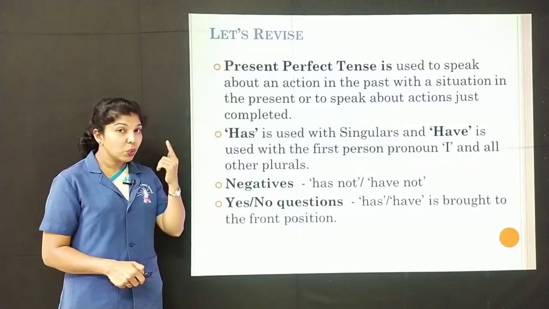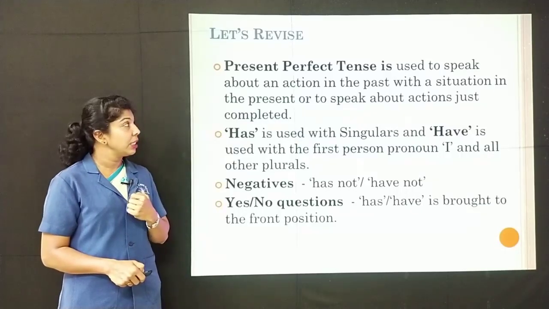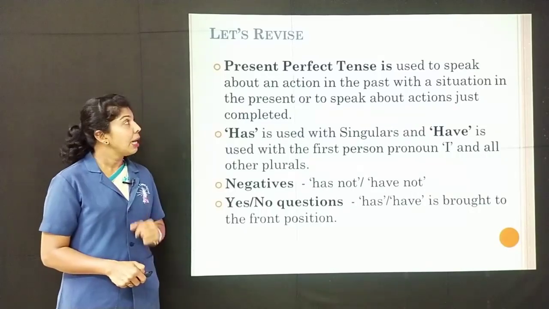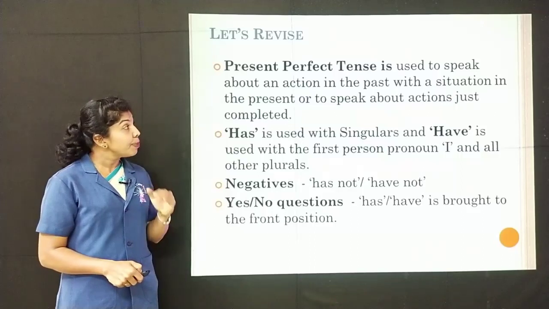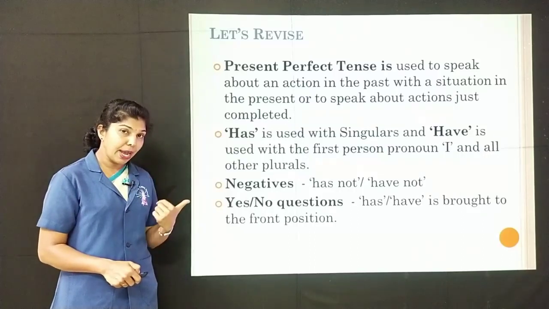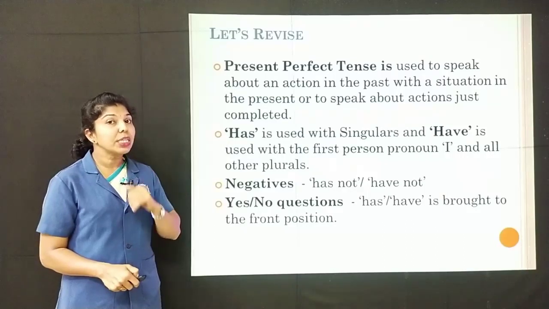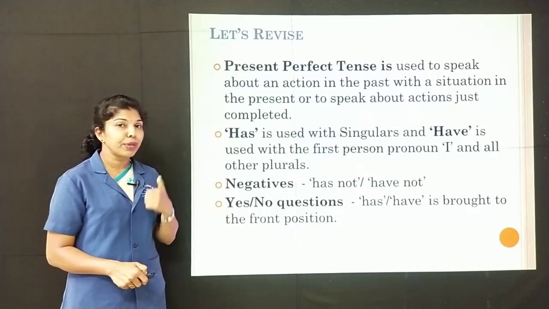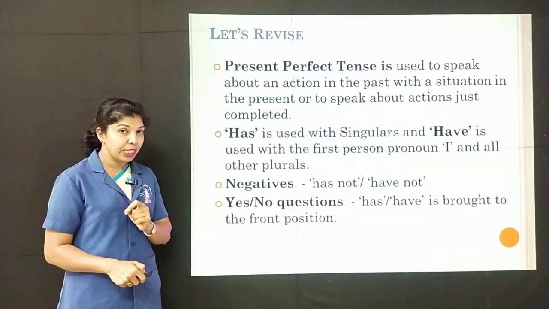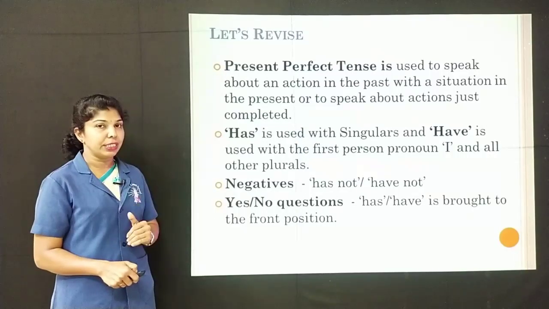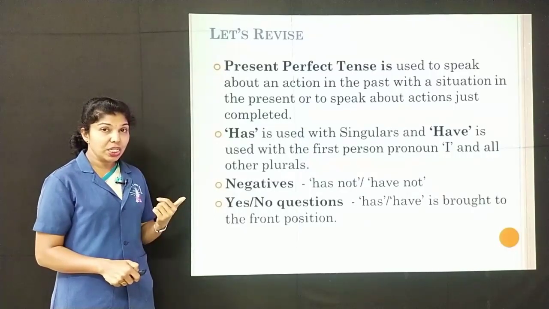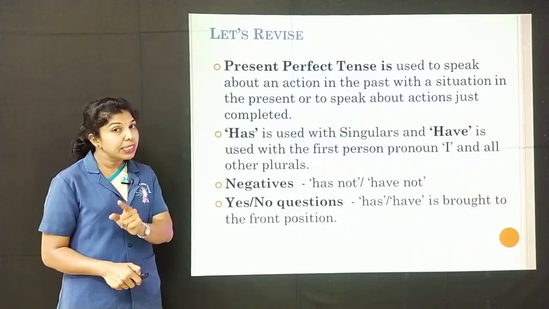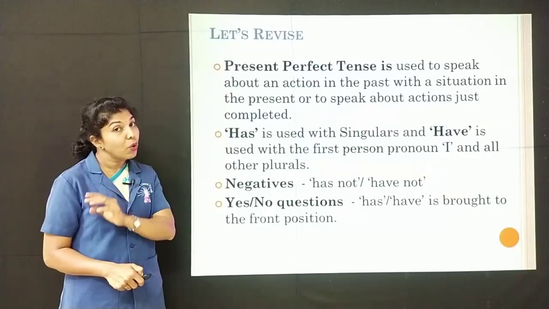Revision is very important so that you are able to recall the points studied. Now let us first understand, when do we use the present perfect tense? The present perfect tense is used to speak about an action which happened in the past but with the situation in the present. Action in the past with the situation in the present is the present perfect tense, and it is also used to speak about actions that are just completed. And the structure is subject plus has or have plus past participle form of the verb.